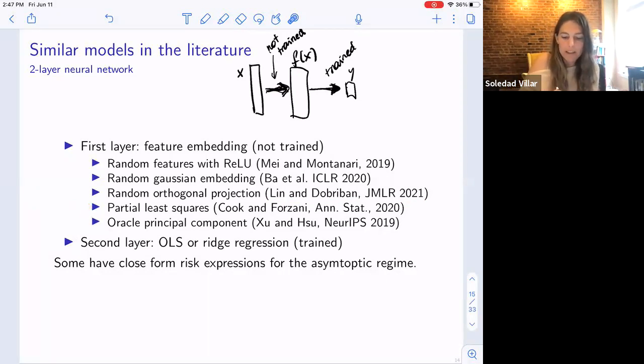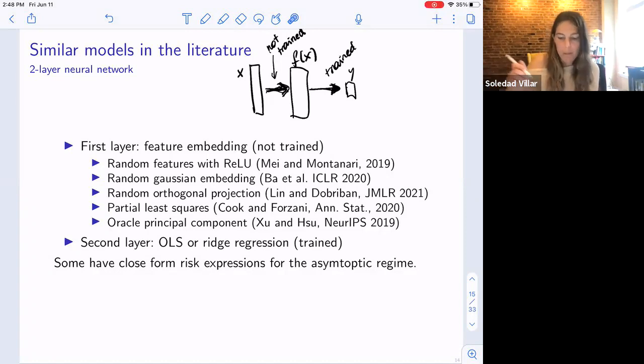There's also another model that is quite similar to ours, but a little bit different: Oracle principal component analysis by Xu and Hsu at NeurIPS 2019. Instead of doing PCA on the data, they project onto the top K components of the true covariance matrix. In that case, they show that they actually have some double descent, which is not what we observed, and that was very puzzling to us.